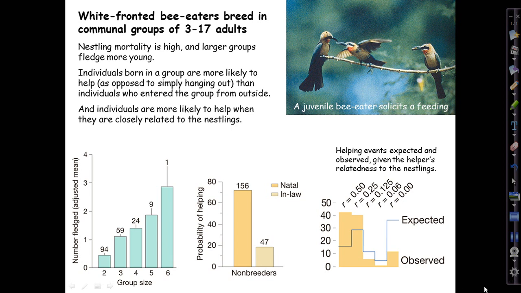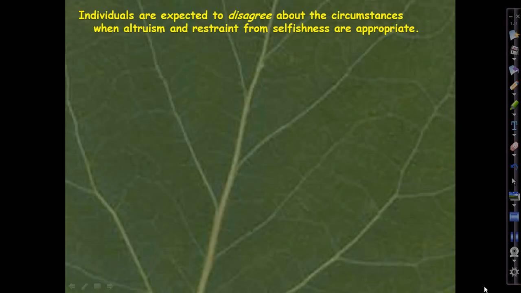Okay, so let's stop there, and when we come back, talk about the most fascinating kind of prediction of this theory of inclusive fitness, which is that there will be some situations with irreconcilable conflicts of interest between different actors in the family group.